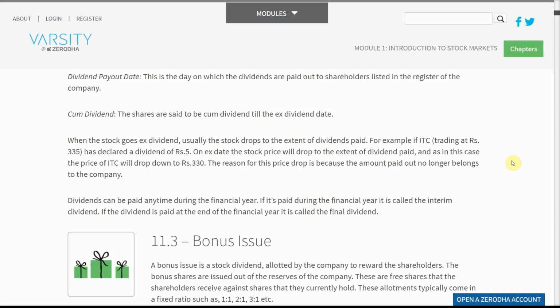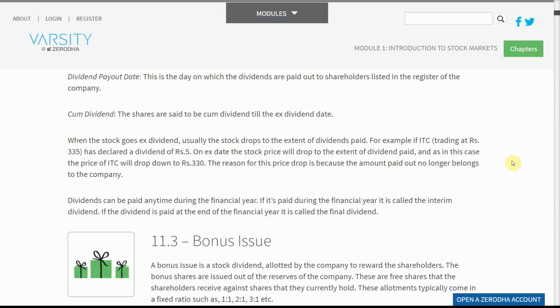Cum dividend. The shares are said to be cum dividend till the ex-dividend date, when the stock goes ex-dividend. Usually the stock drops to the extent of dividends paid. For example, if ITC, trading at Rs.